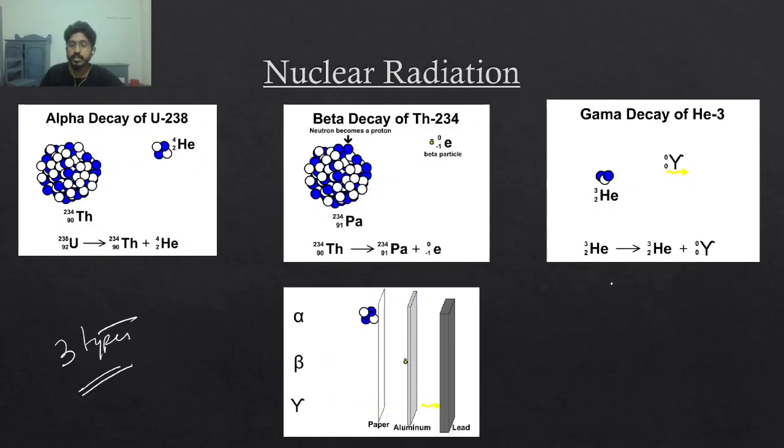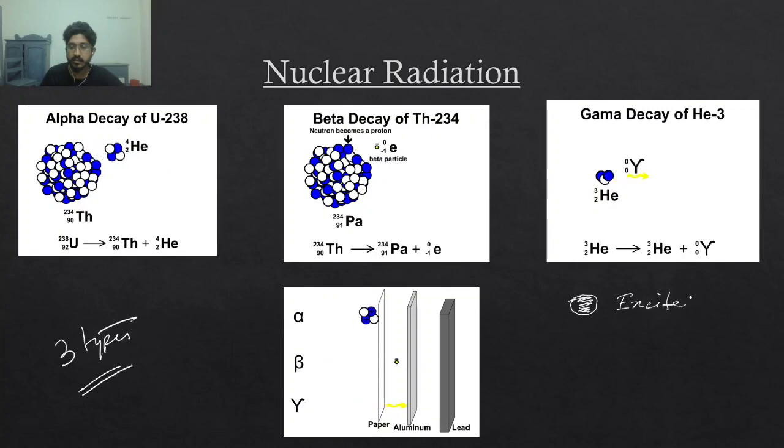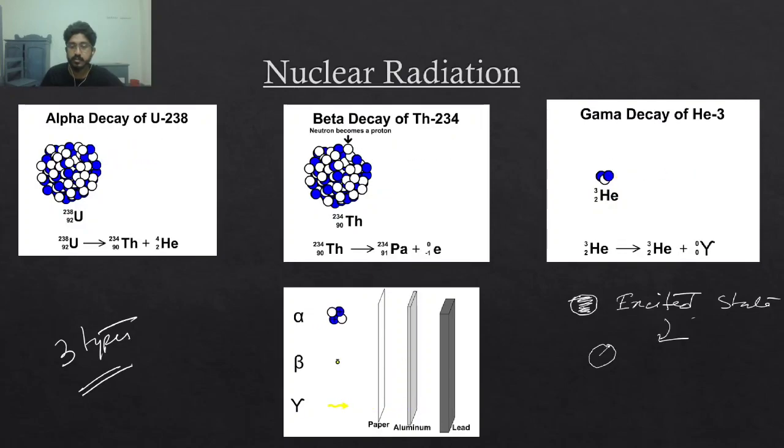And what happens in gamma decay is that, say this is a nucleus and it is in an excited state, and in order to gain stability it releases a gamma particle.